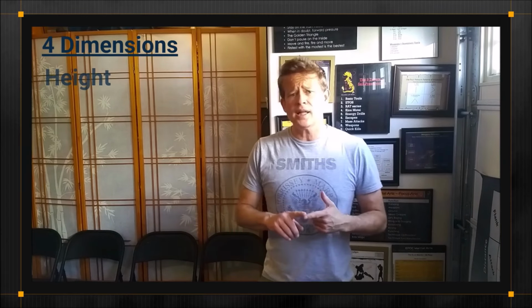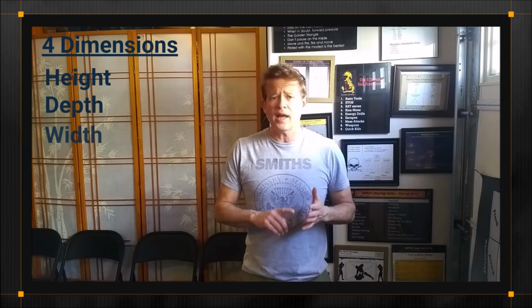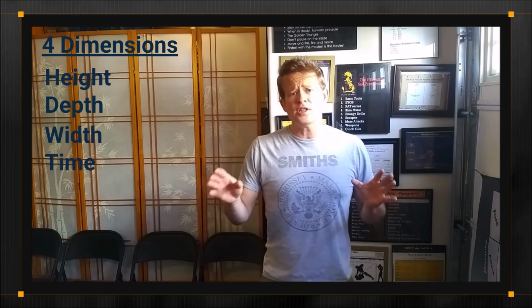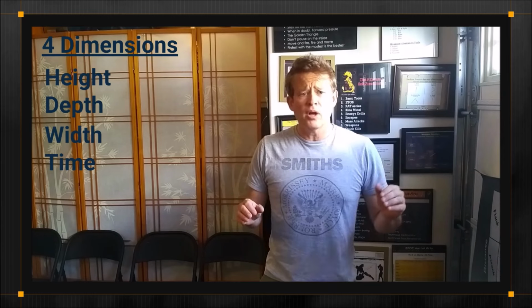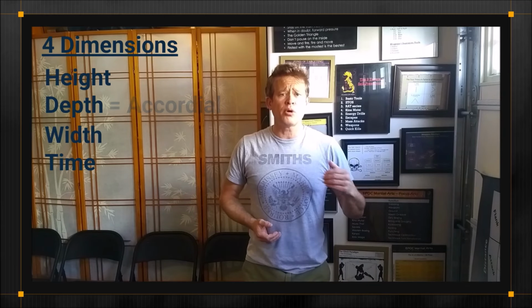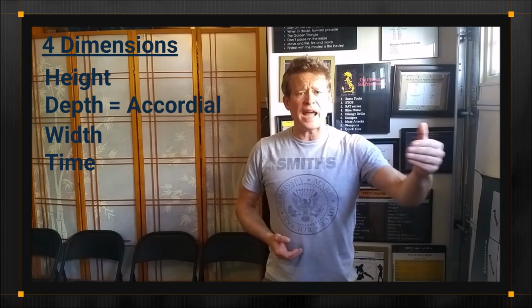What are vertical fields and the envelope? Well, to help understand these principles, it also helps to understand the dimensions of combat. There are 4 dimensions of combat. There is height, depth, width, and time. Each one of these dimensions has its own movement pattern. For example, the dimension of depth has accordial movement, in and out.